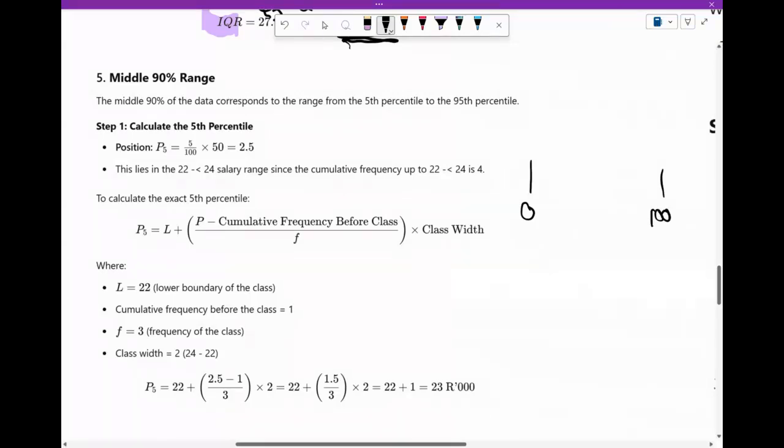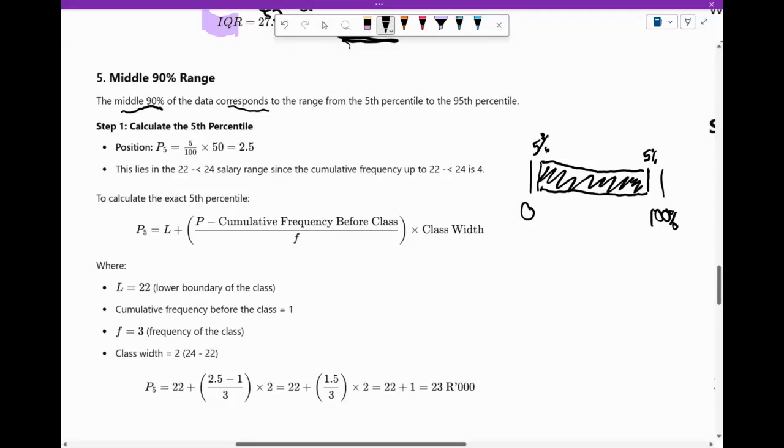Percentiles we know are like quarters, but now we're looking at specific percentages. So here they've said the mid 90% of data corresponds with the range of, in other words, how do we get the central 90%? It means that we will have 5% over here and 5% over here that we don't want, because we want the middle. This is what we're looking for, all the data in here within this range.